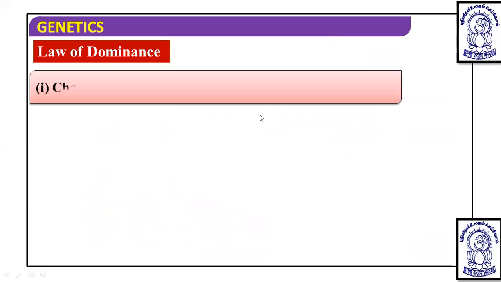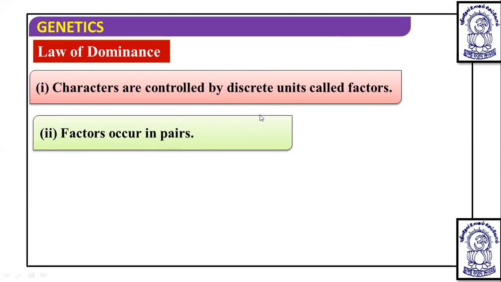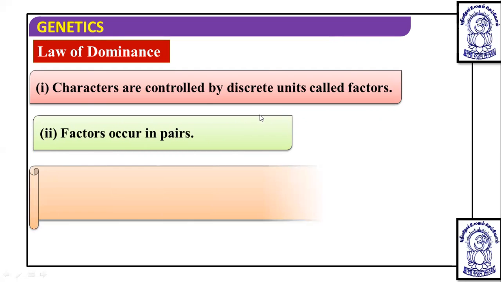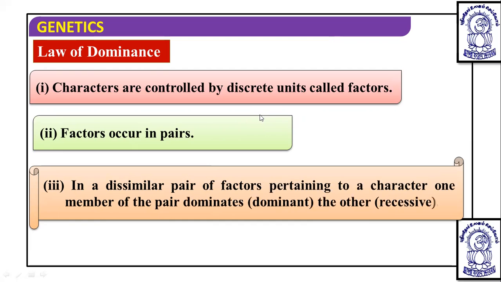First is the law of dominance. What does it explain? It explains that characters are controlled by discrete units called factors, or genes, and factors or genes occur in pairs. If there is a similar pair, there is no issue. But if there is a dissimilar pair of factors pertaining to a character, one member of the pair dominates the other out of the two alleles. The one that dominates is the dominant allele, and the one that is not expressed is the recessive.